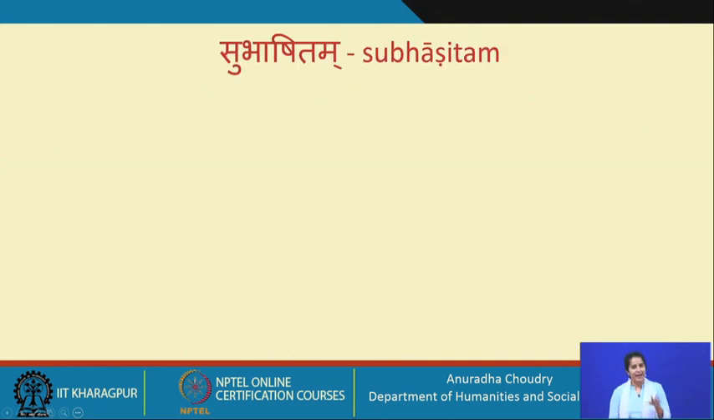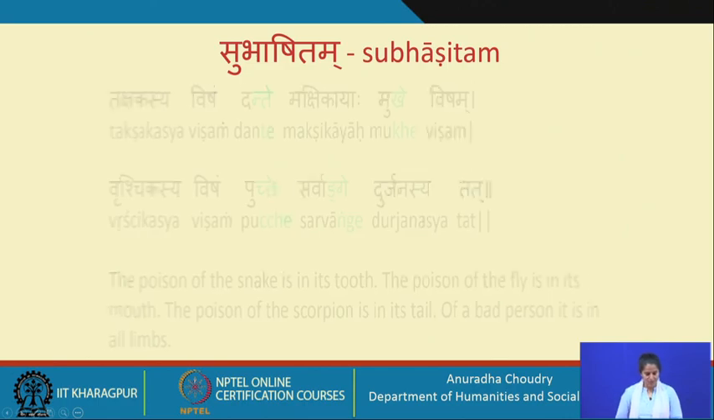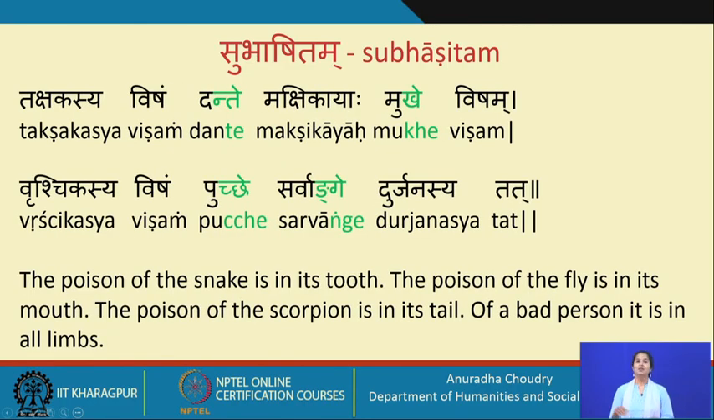So as we do in every session, we end with a subhashita. This particular subhashita is a very nice one. It says, the poison of a snake, takshakasya visham, kutra asti, dante asti. Then makshika is a fly. So makshikayaha visham, kutra asti, where is the poison of a fly? Mukhe asti. The scorpion, vrishchikasya visham, kutra asti, puchhe, in the tail. So, vrishchikasya visham puchhe. And for a bad person, where is the poison? Sarvange durjanasya tat. Tat here refers to poison.